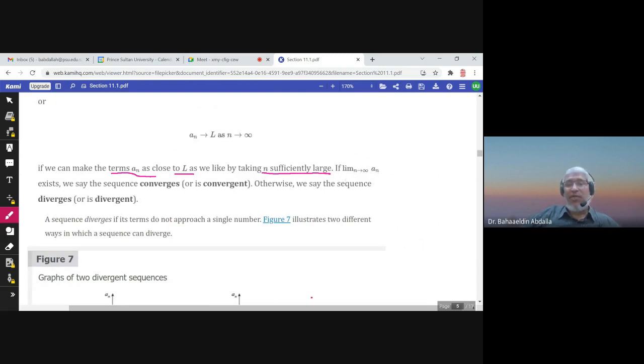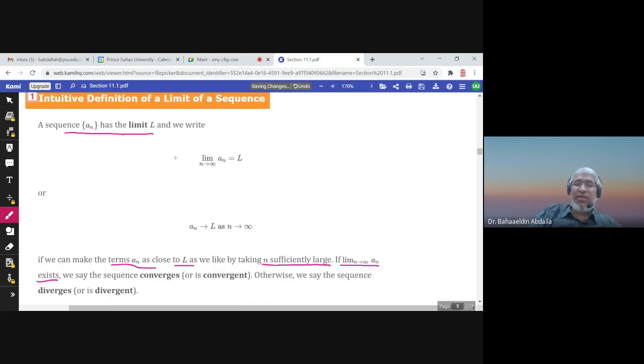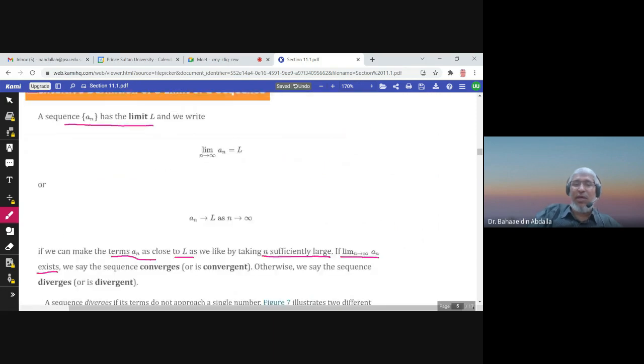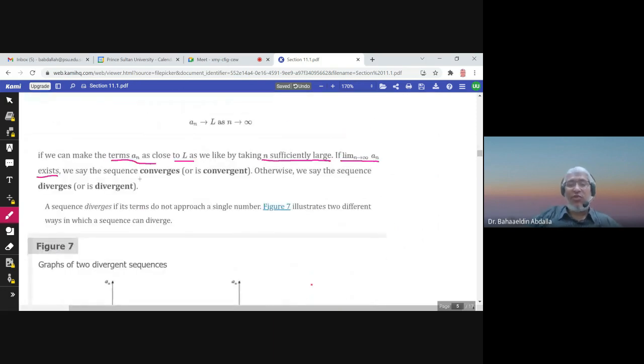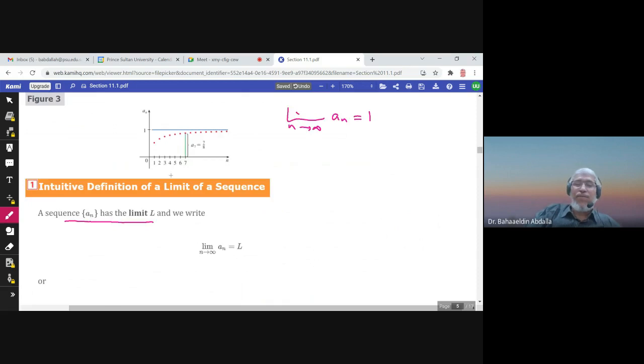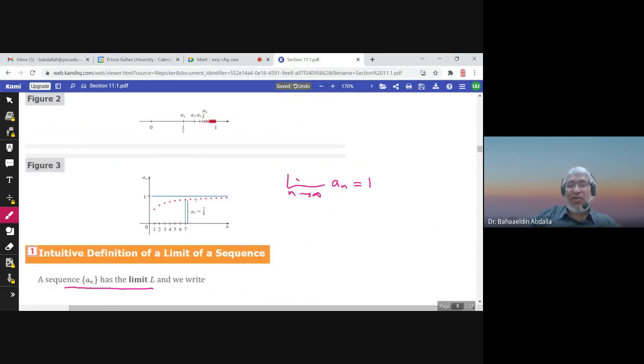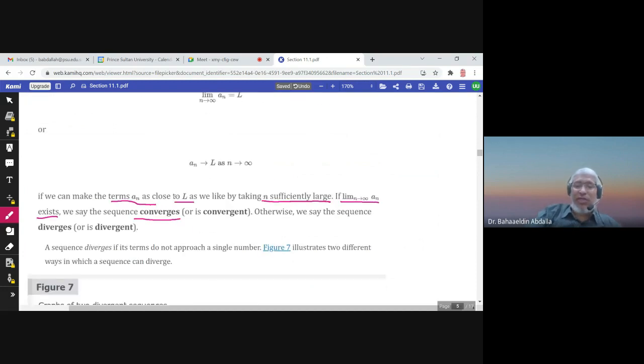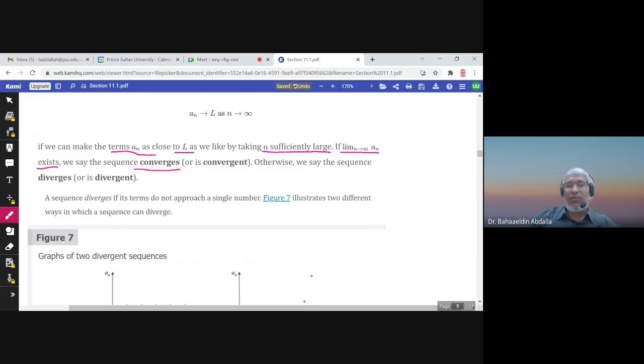If the limit of the sequence exists, if it has a limit, like this sequence, then we say that the sequence converges. So here we say that the sequence converges to 1. The terms come close to 1. So the sequence converges to 1. Otherwise, if the sequence has no limit, then the sequence is divergent, or we say that the sequence diverges.